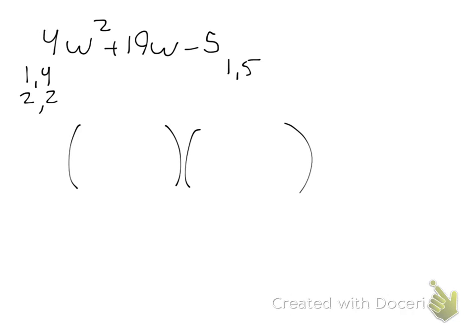and say, okay, let's try 2W and 2W, 1 and 5. It's a negative 5, but a positive 19. So maybe this one's positive and this one's negative, because one has to be positive, one has to be negative. The only way I could know if I'm right, I would have to FOIL. And if you FOIL this, it's not going to work.